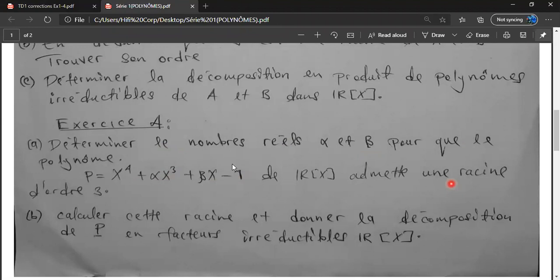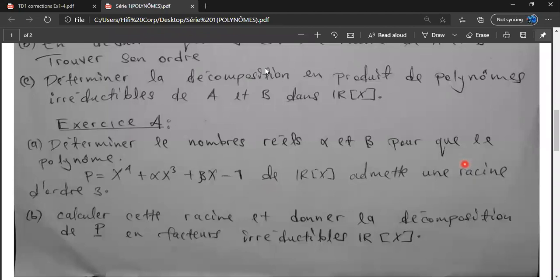So the question says they want us to determine alpha and beta, and they've made our question very simple. They've said this is a polynomial which admits a racine. We don't know the racine, but it is a racine d'ordre 3. So it agrees to a racine of order 3. This is what the question says. So we're going to find its racines.